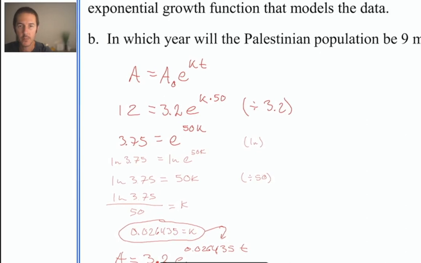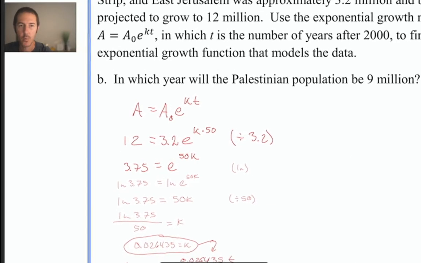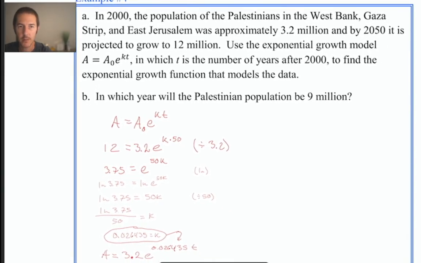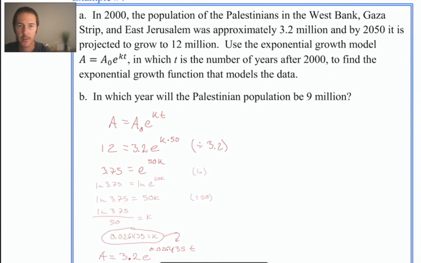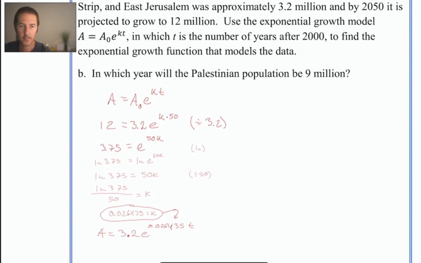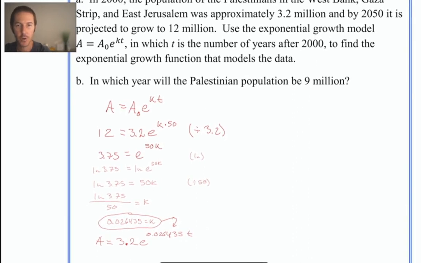And what is moving forward with the problem? Well, for starters, what we've already done is found an answer for part A. We used the exponential growth model A equals A sub 0 times e to the kt, in which t is the number of years after 2000, to find the exponential growth function that models the data. At the bottom of the screen, you're seeing the last thing you wrote was the exponential growth function that models the data. Awesome. So if you want, you could put a box around this as the answer to part A.